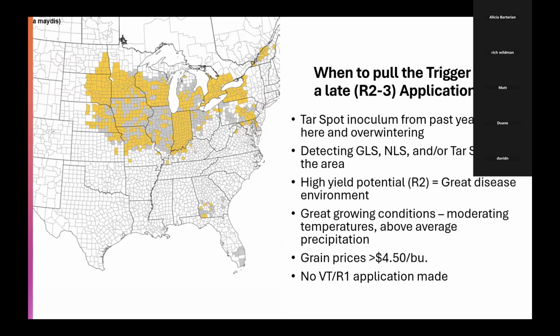Okay, I guess I got one more slide. When to pull the trigger. So this is a map. These are all the counties in the United States that have had tar spot in them. And we're slowly but surely seeing this all creep across the United States.